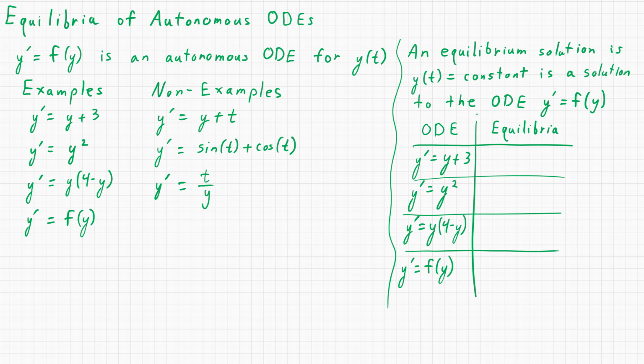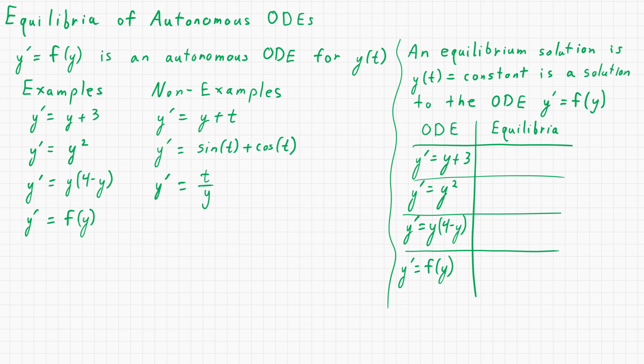So then you can also have equilibrium solutions. An equilibrium solution is y of t equals some constant that is a solution to the ODE y prime equals f of y. So you plug in that constant, and it solves the differential equation. And you're going to have y prime equals 0 in that case, because if you take the derivative of a constant, that's 0, so y prime will equal 0 if a solution to the ODE is y equals a constant.